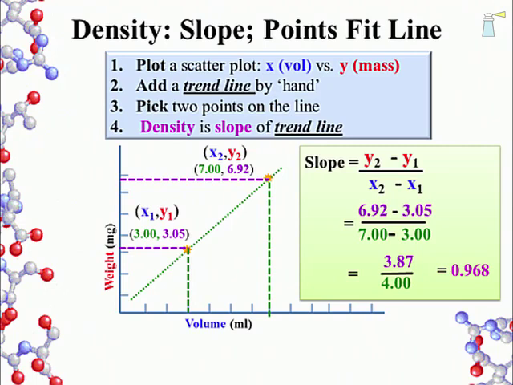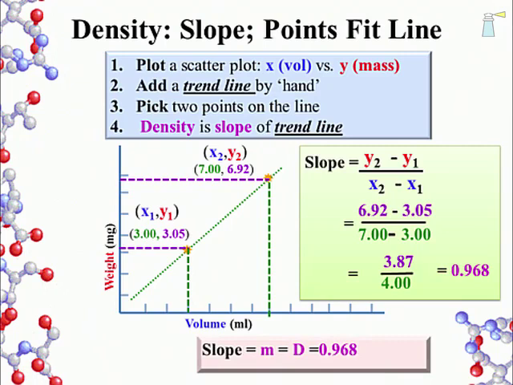As plotted, the slope of the best fit line, this trend line, is the density. And of course, do not forget the units, mg per mL.